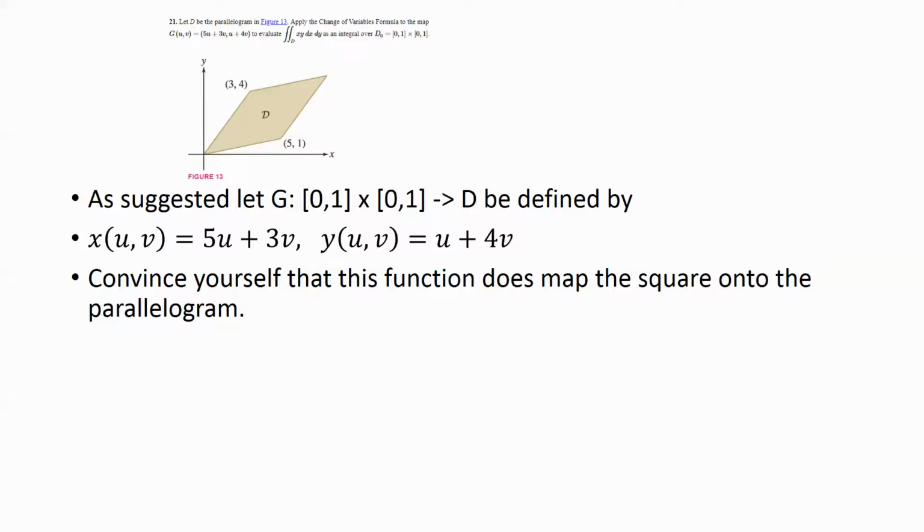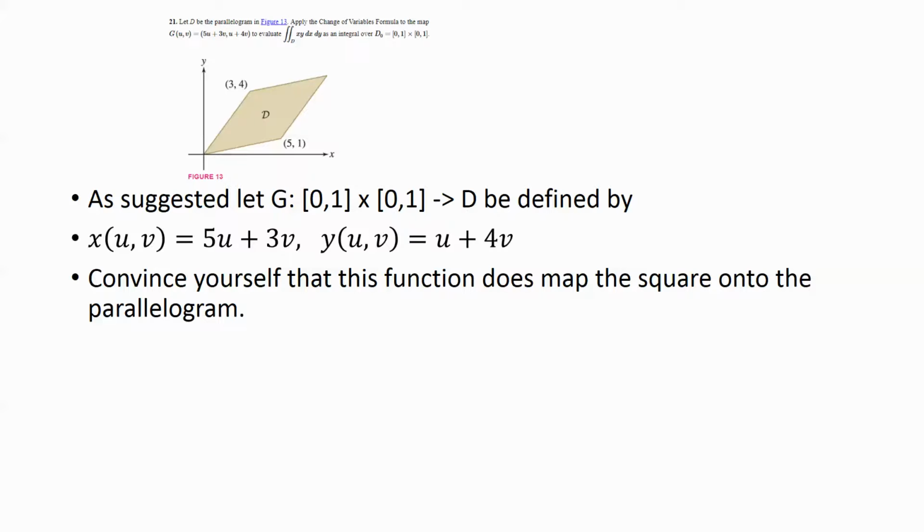And it's pretty easy to see that this map does map the square onto the parallelogram. When u and v are both 0 at the origin, then x and y are both 0. When v is 0 and u is 1, then x is 5, y is 1. When u is 0 and v is 1, then x is 3 and y is 4, and you're at that vertex of the parallelogram. And then when u and v are both 1, then x is 8 and y is 5, as suggested in the picture. So this mapping g takes the very simple domain, the square, onto the parallelogram.